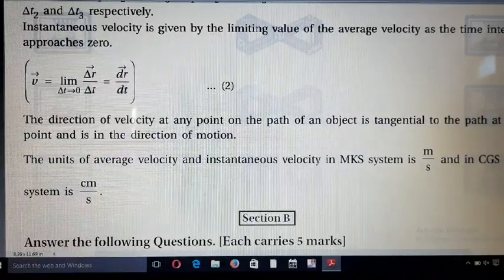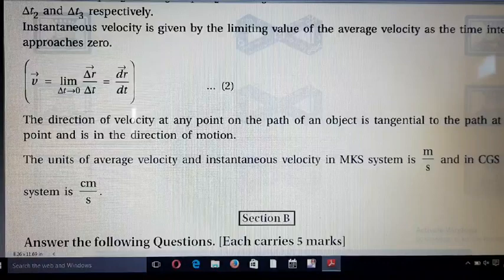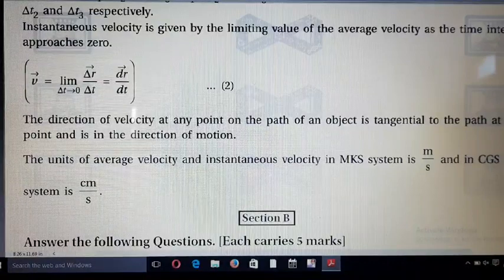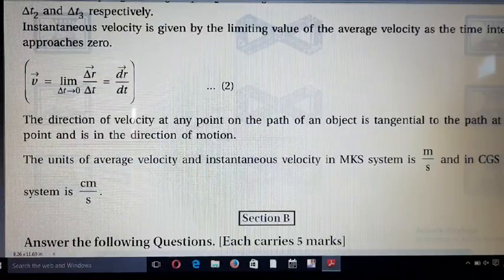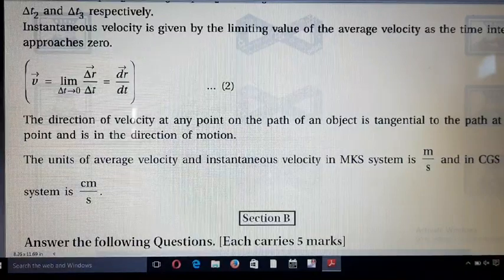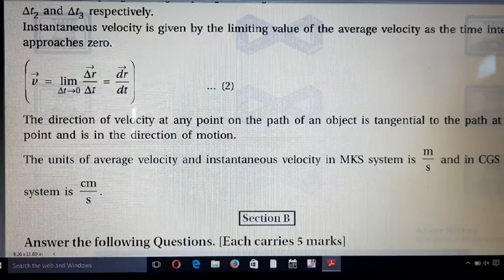Friends, we know that the unit of velocity, instantaneous velocity and also average velocity is meter per second in the MKS system. But in the CGS system, the unit is centimeter per second.